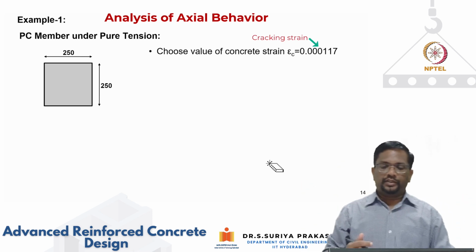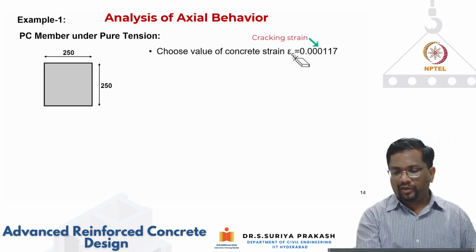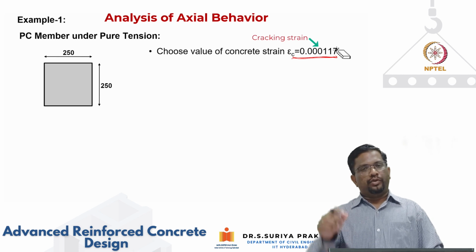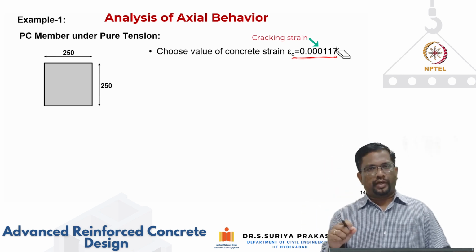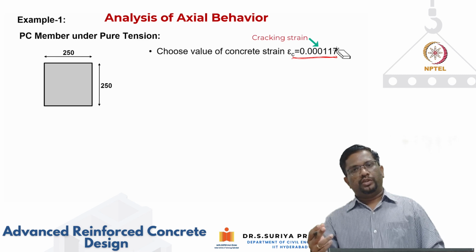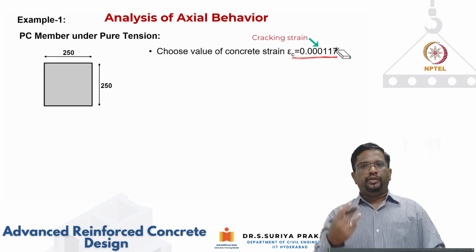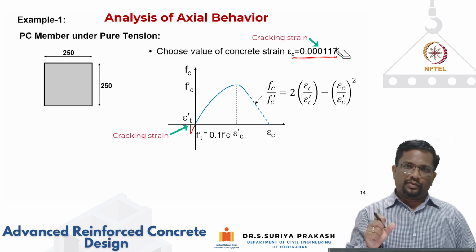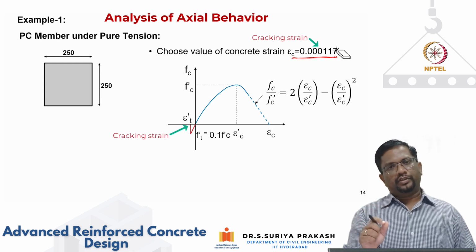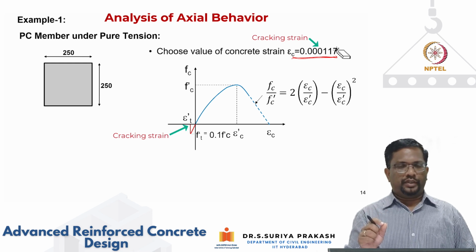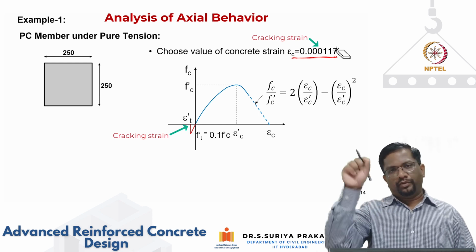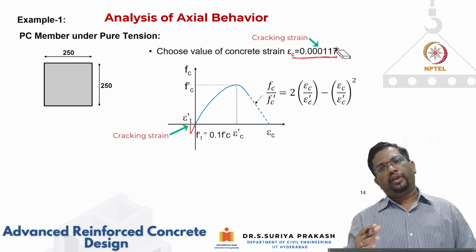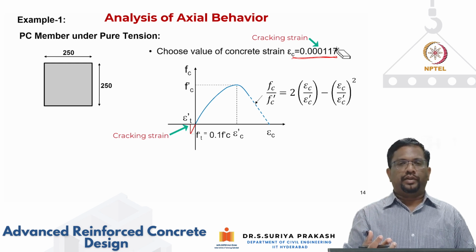In this case, I'm taking a value of 0.00017. You can ask me why I take this value. Because I wanted to calculate at what level it is going to crack. How do I know the strain at which it is going to crack? You know the tensile strength of concrete. If I'm taking 35 megapascal, my tensile strength is going to be 3.5 megapascal. For 3.5 megapascal, we know that concrete in tension has linear behavior. So what would be the strain in concrete in tension?